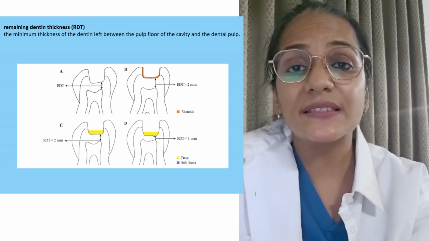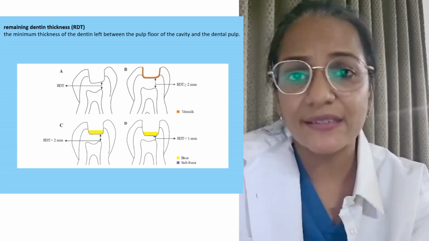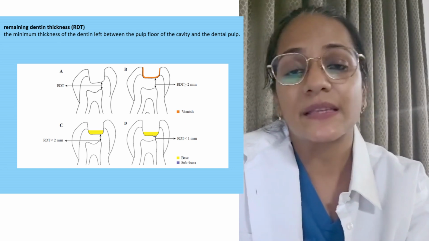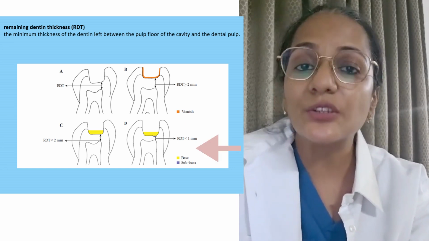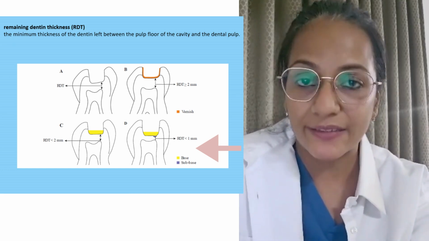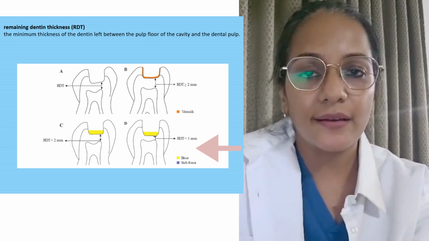If your remaining dentine thickness is very less, there is hardly any dentine present between the floor of your cavity and the pulp, that is less than 1 mm, then you need to place a sub base, say for example a calcium hydroxide liner, followed by a base.